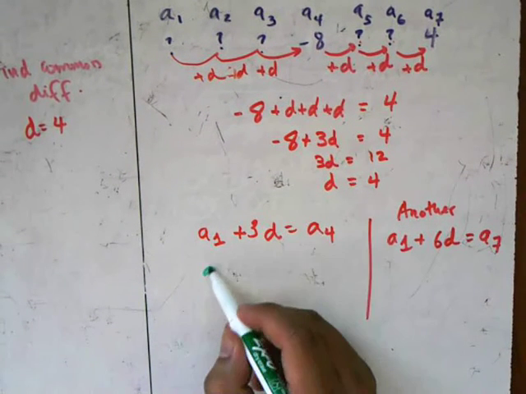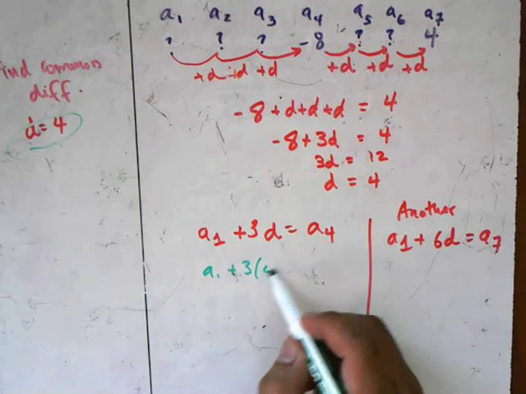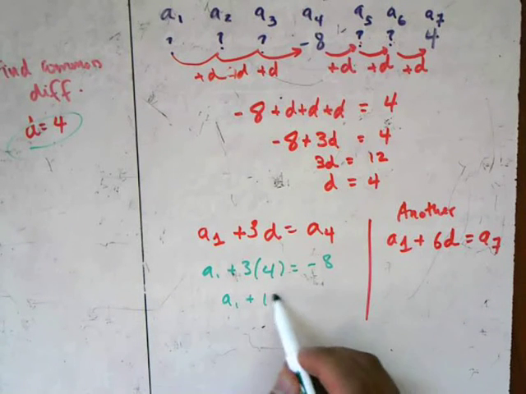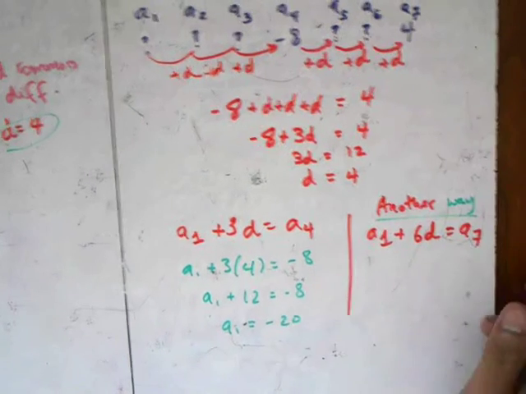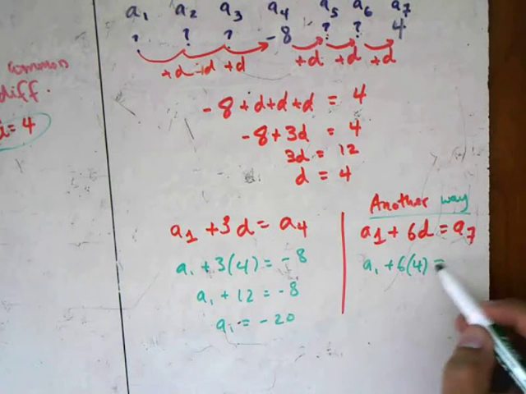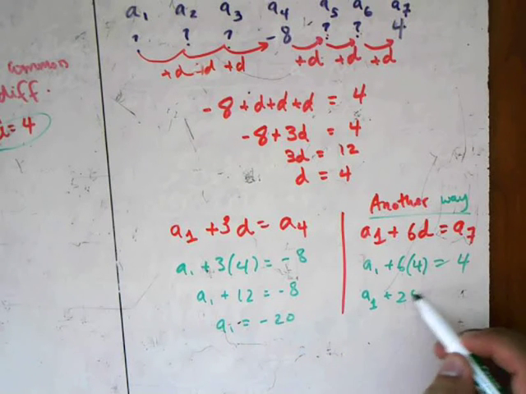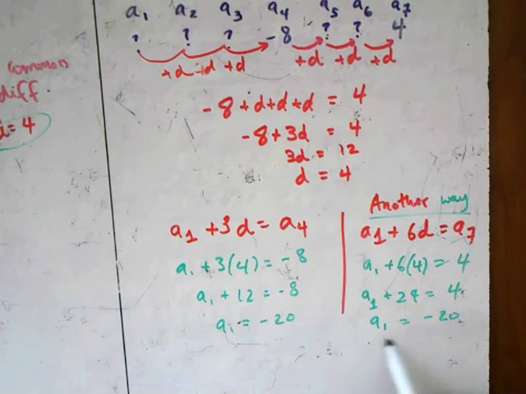So A1 plus 3D, which is 12, is equal to A4, which happens to be -8. So this is A1 plus 12 equals -8. That means A1 is equal to -20. And this is another way of doing this. A1 plus 6 times D is equal to A7, which is 4. So A1 plus 24 is equal to 4. So A1 is equal to -20. Both of these ways work just fine.